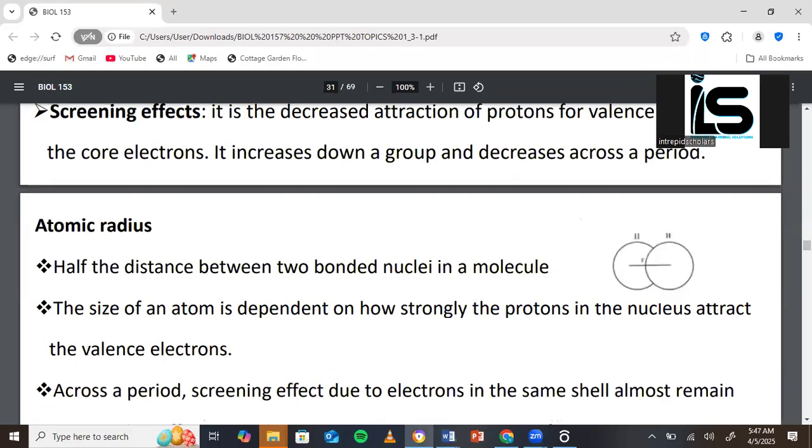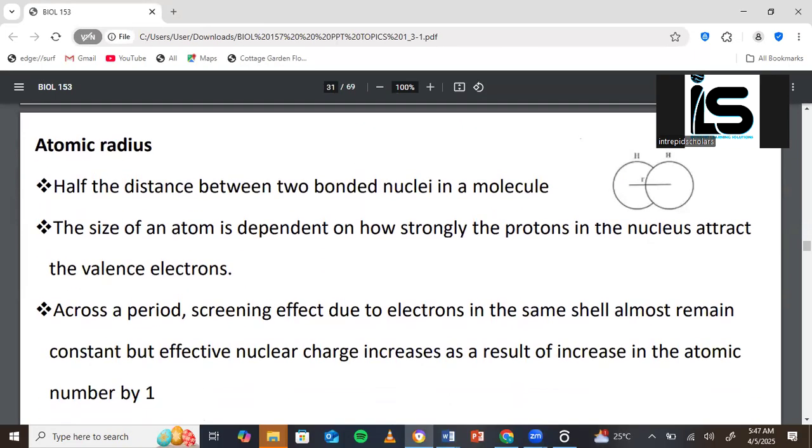Now, the first property we have to talk about is the atomic radius. We have different ways of defining the atomic radius. One way has been shown here that if we have a molecule, like we have here, hydrogen gas, the internuclear distance, the distance between the nuclei, will be the atomic radius, right? Will be the atomic radius.